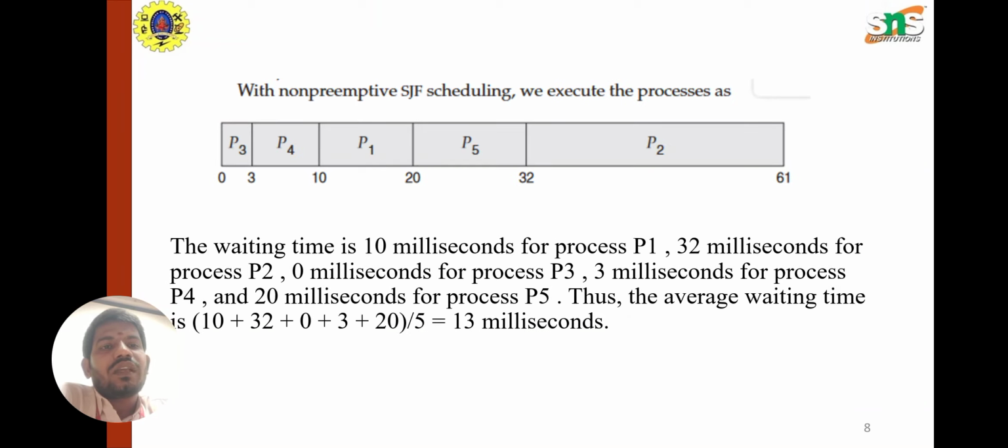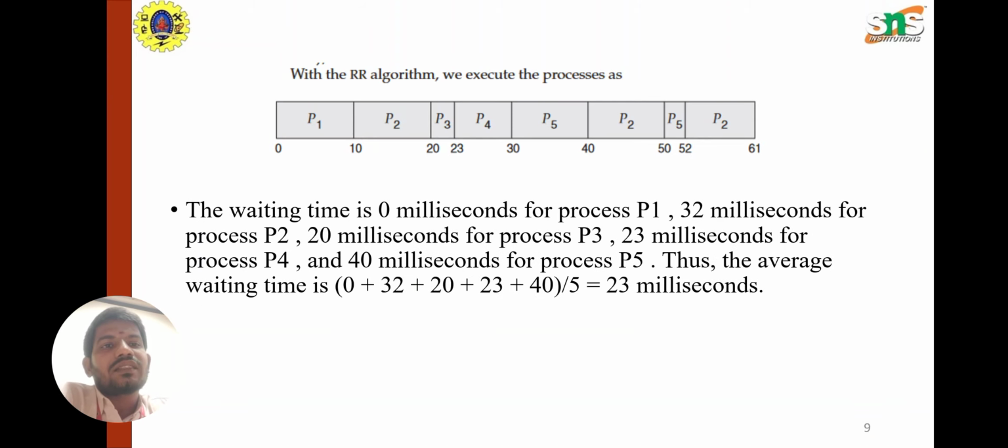With non-preemptive SJF scheduling, we execute the shortest process first. The waiting time is 10 milliseconds for process P1, 32 milliseconds for P2, 0 milliseconds for P3, 3 milliseconds for P4, and 20 milliseconds for P5. Thus the average waiting time is 10 plus 32 plus 0 plus 3 plus 20 divided by 5, equal to 13 milliseconds.